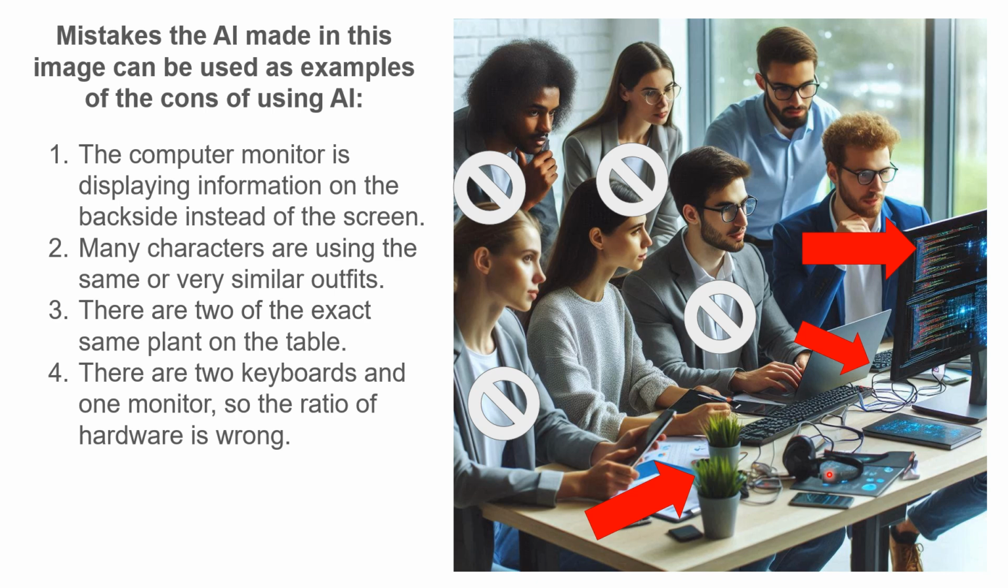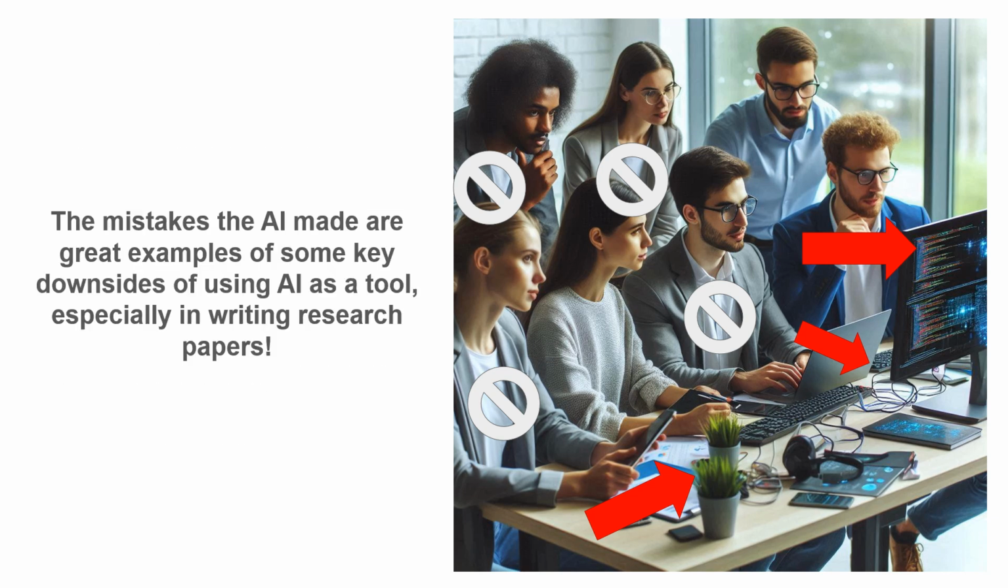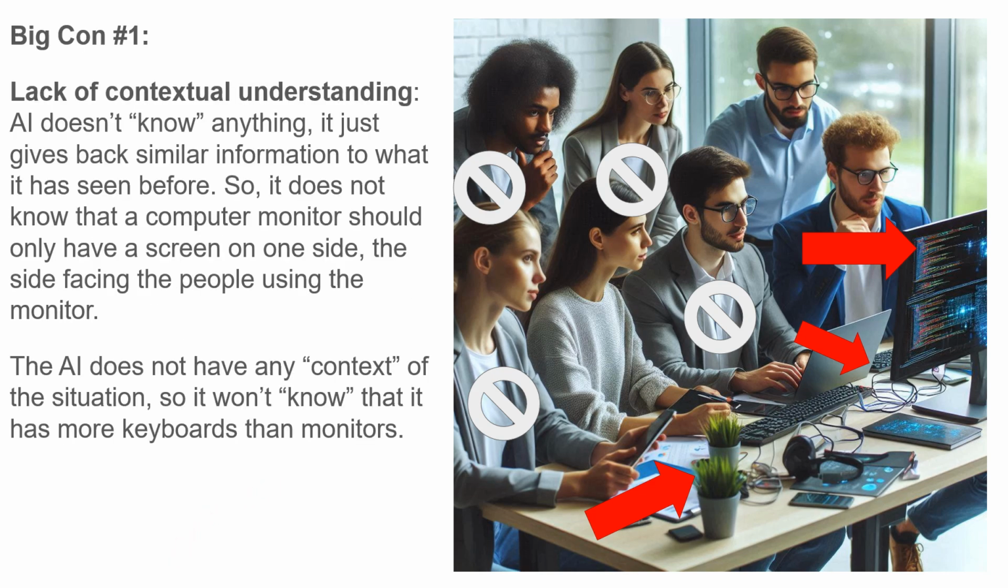I'm sure a lot of you were looking at hands and trying to see if you could find fingers that were not created in a way that looks right. I hear that one a lot. AI can't paint fingers. I can't do fingers either in my art. It's not very good. All right, so the mistakes that AI made are great examples of some key downsides of using AI as a tool, especially in writing your research papers.